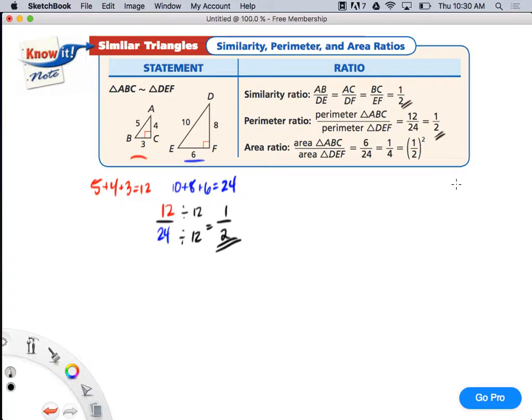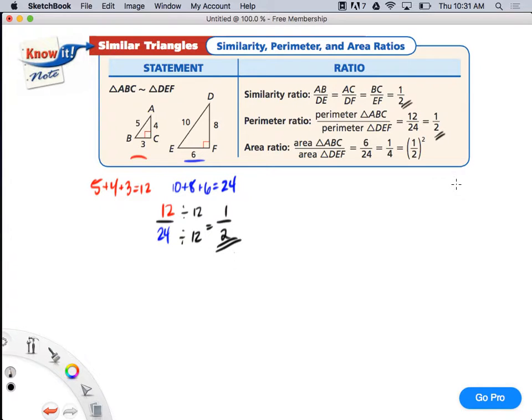So if I tell you, for instance, I didn't give you these numbers, but I told you that the perimeter of this is 20, what do you think the perimeter of this would be? 40, right? Does that make sense? Or, for instance, if I gave you that the perimeter of this is 60, what would this perimeter be? 30. Why? Because the perimeter ratio is 1/2. Does that make sense to you guys? Is that clear? So the perimeter ratio is the same thing as the similarity ratio.